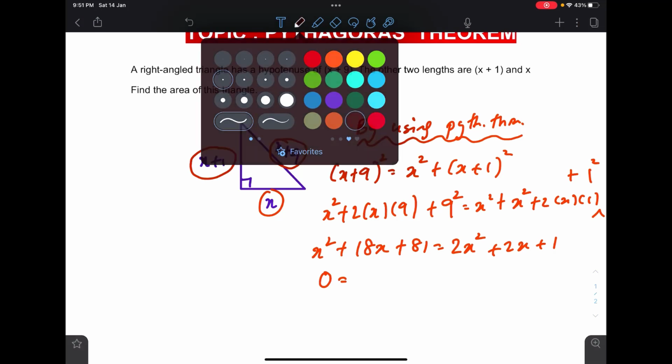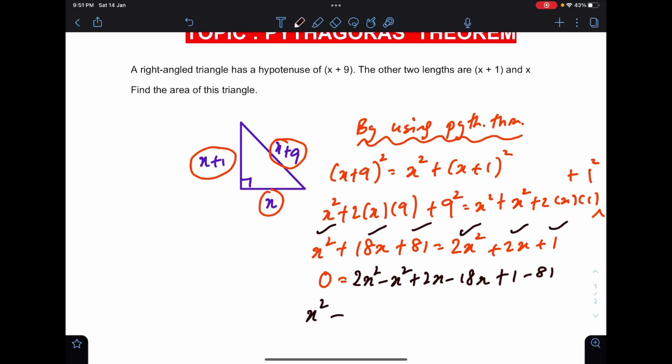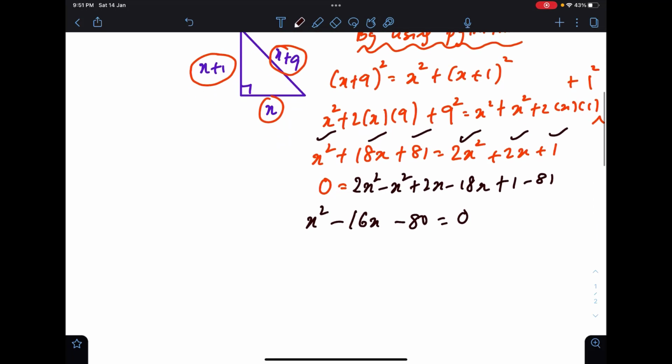Let's use this color here. 2x squared minus x squared. 2x minus 18x. 1 minus 81. So this becomes x squared minus 16x minus 80, and everything is equals to 0. Alright, so you can just rewrite it this way.